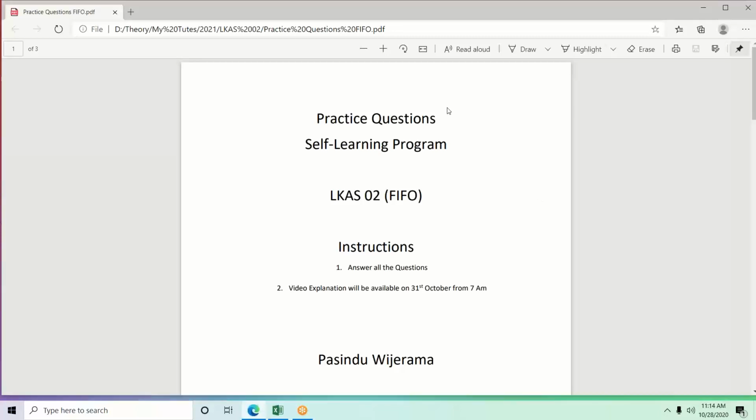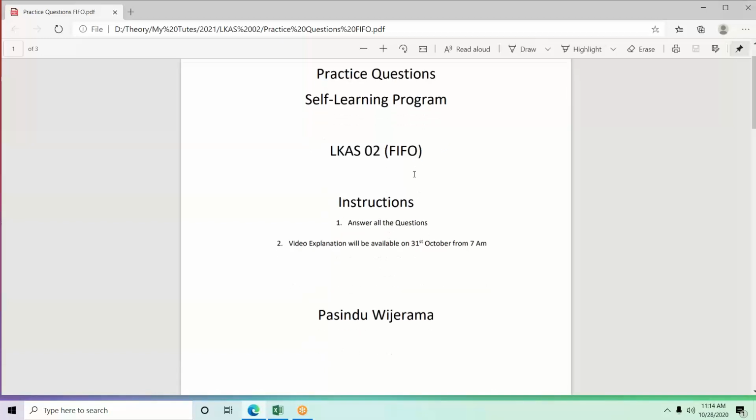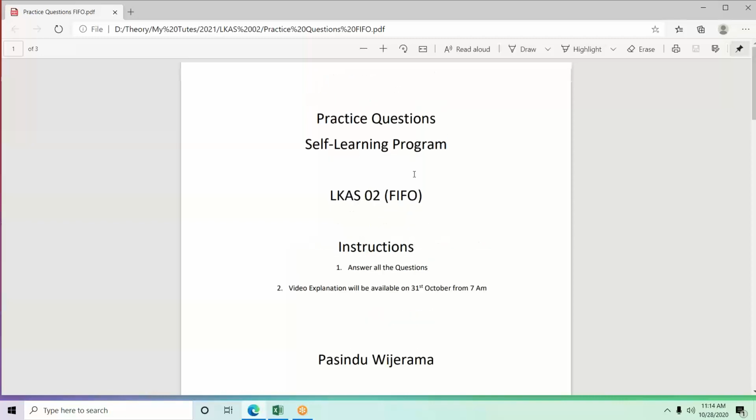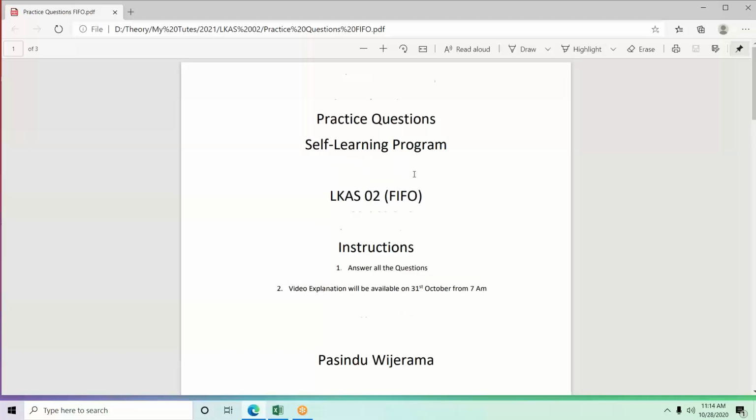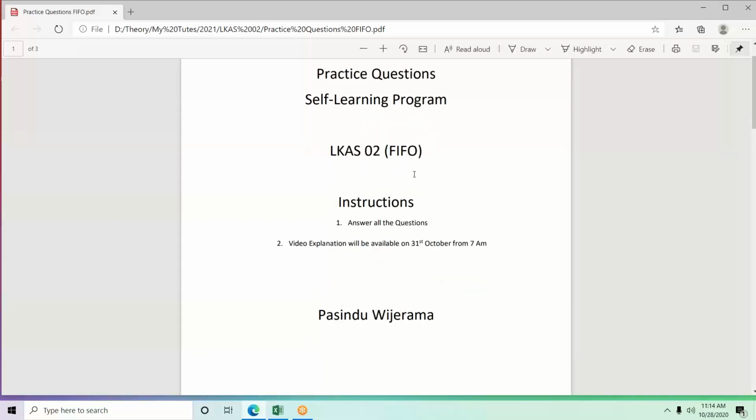Right, with that, this discussion is for us to do LKAS 2, the first in first out method. We have done the first in first out method in our theory classes, and we have done a few questions, and we wanted to give you some more questions as practice. Therefore, throughout these discussions, we are going to discuss some practice questions under the FIFO method.